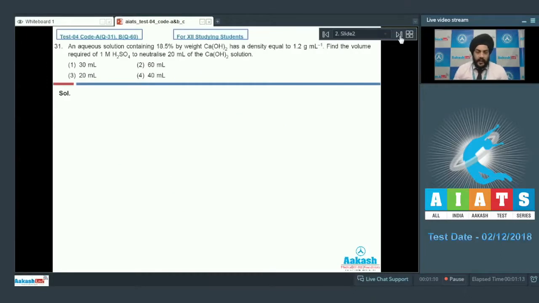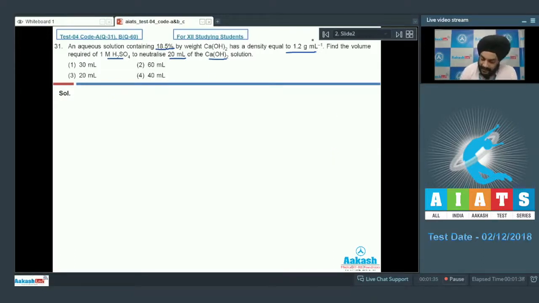Question number 31. An aqueous solution containing 18.5% by weight of calcium hydroxide has a density equal to 1.2 gram per ml. Find the volume required of 1 molar H2SO4 to neutralize 20 ml of this calcium hydroxide given to us. So let us first try and figure out the concentration or the molarity of this calcium hydroxide given to us.